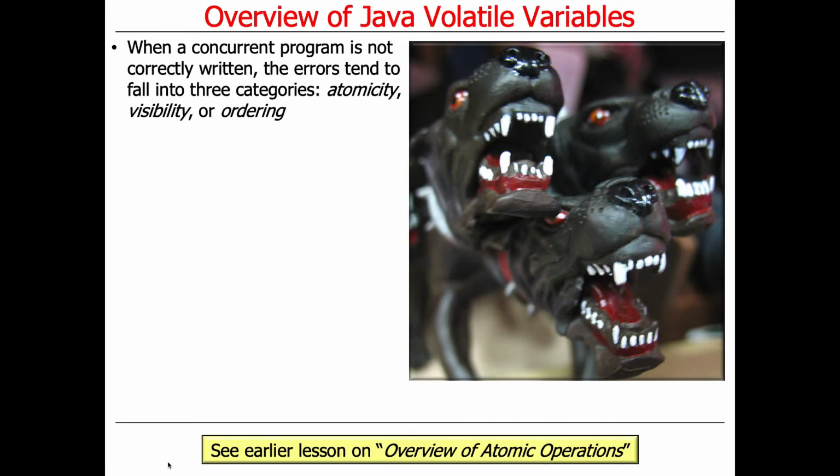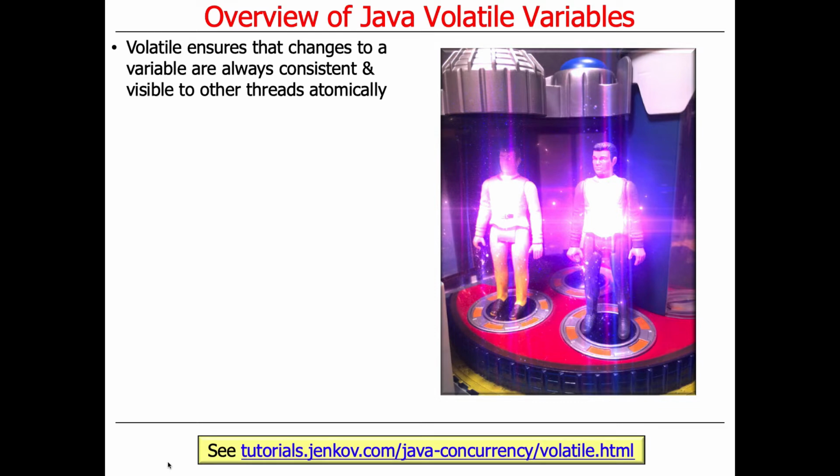When a concurrent program is not written correctly, the errors tend to fall into one of three categories. Either you have atomicity problems, you have visibility problems, and/or you have ordering problems. So those are the three kinds of things that can go awry. When you use volatile, which is what's called a type qualifier, it ensures that any changes to a variable are always consistent and visible to other threads atomically. Kind of like the Star Trek transporter beam. You beam all or nothing.